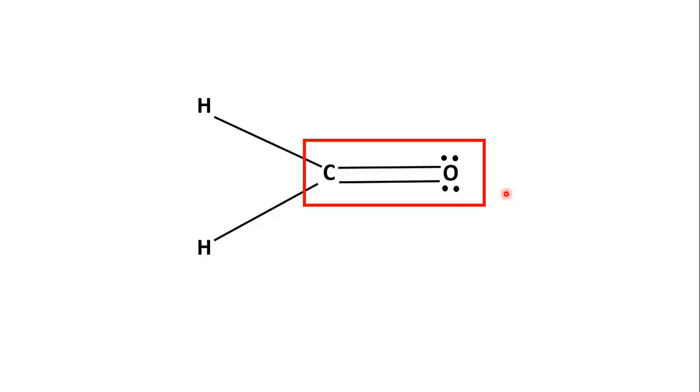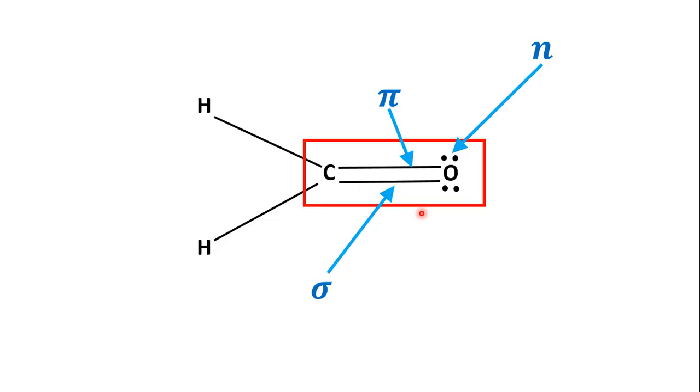Now we are interested only in the carbonyl bond. It contains one sigma bond which is formed by head-on overlap of the sp2 orbitals, the pi bond which is formed by the lateral overlap of 2p orbitals, and the non-bonding electrons over oxygen.